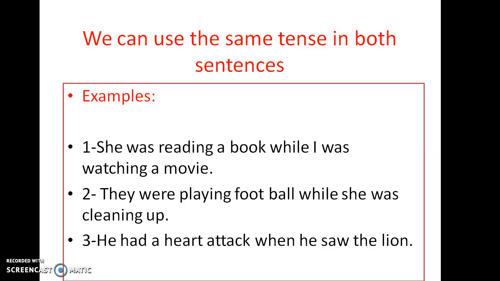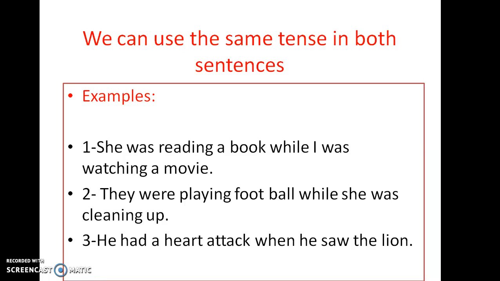So as we said, we can use the same tense in both sentences. Examples. She was reading a book while I was watching a movie. Here we have two long actions. Was reading استغرق بعض الوقت, so we used past continuous واستخدمنا was مع she. While, of course, we use after while past continuous, was watching. 2. They were playing football while she was cleaning up. Here we have two long actions and we used past continuous after while, she was cleaning up.